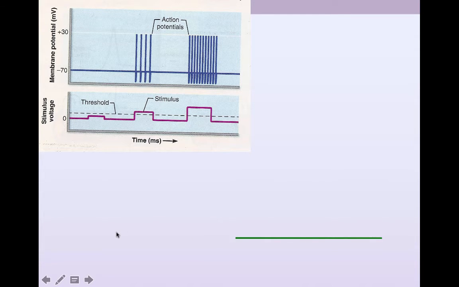And here you can see again that if the stimulus doesn't reach threshold, we get no action potentials. If the stimulus reaches threshold, we get action potentials, but a stronger stimulus doesn't result in action potentials that are depolarized to a level higher than plus 30. It just results in more action potentials in a given amount of time.